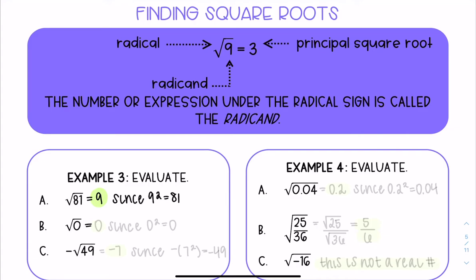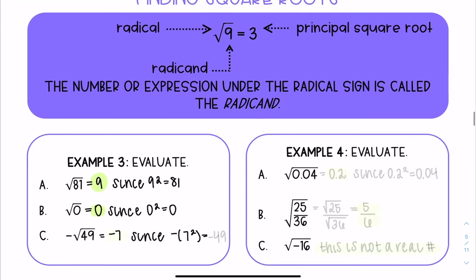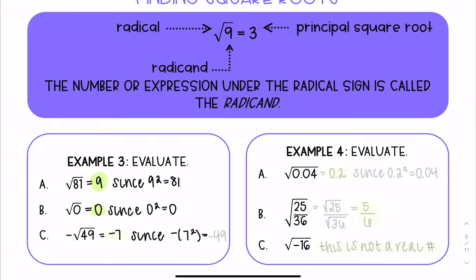0 is just 0. Again, since 0 squared is 0. And the negative square root of 49, that's going to give me negative 7. And that's because 7 squared is going to give me 49, and the negative stays out front.